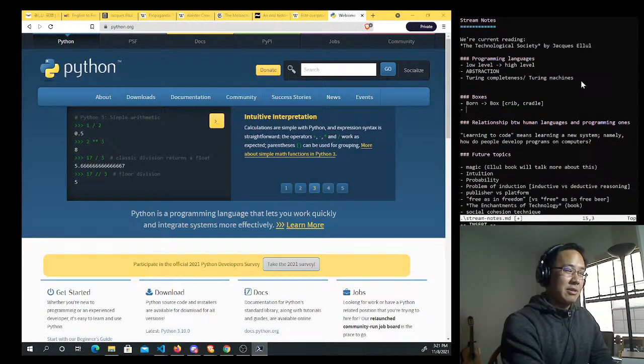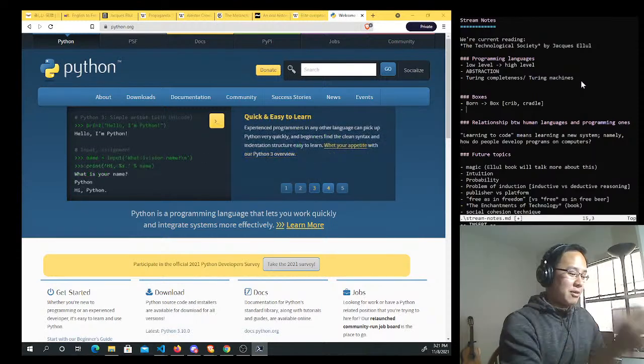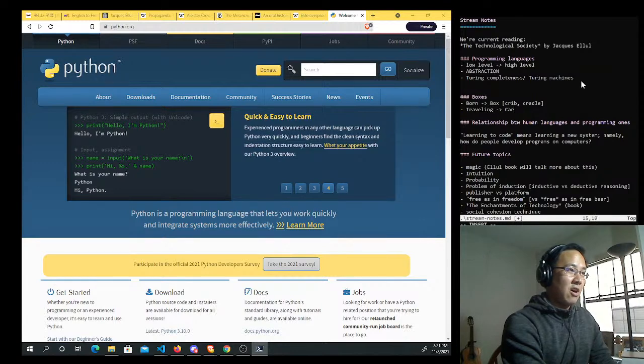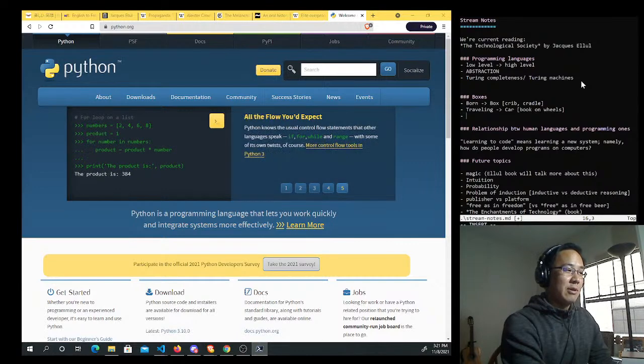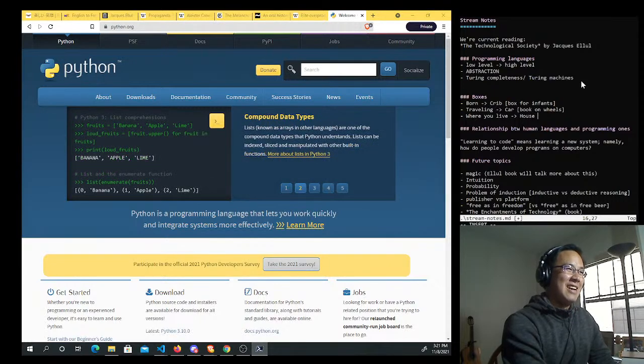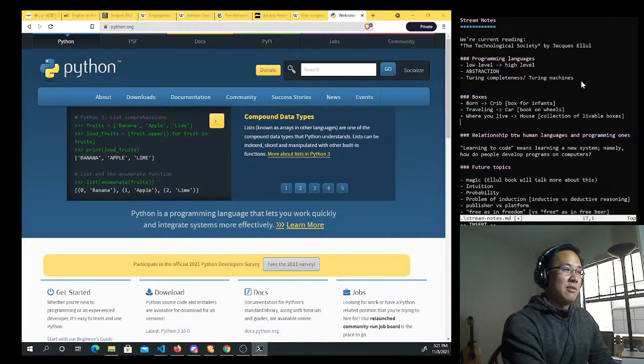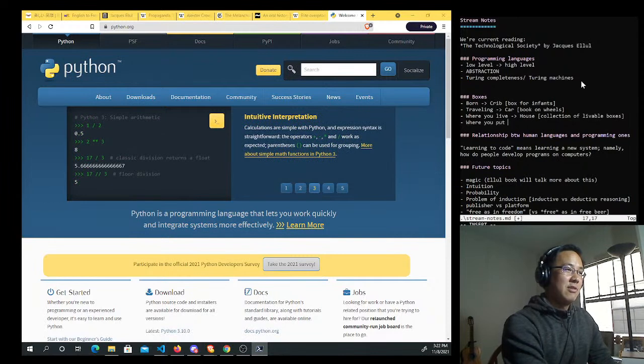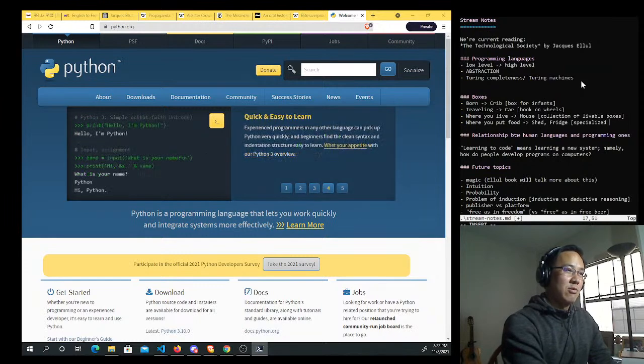And then when you go on the road traveling, you travel in a car, which is like a box on wheels. And then where you live is a house. Oh, let's make this syntax consistent: box for infants. A house would be a collection of livable boxes. And then you might use a refrigerator where you put food, maybe a shed or a fridge, specialized storage boxes.